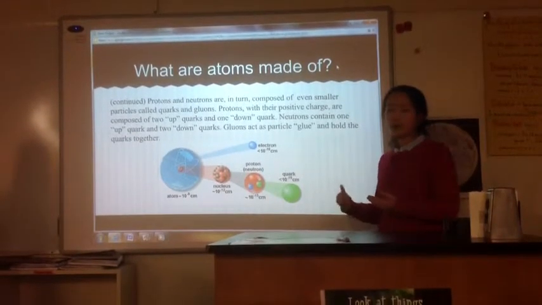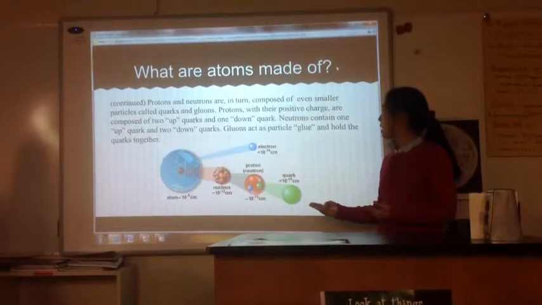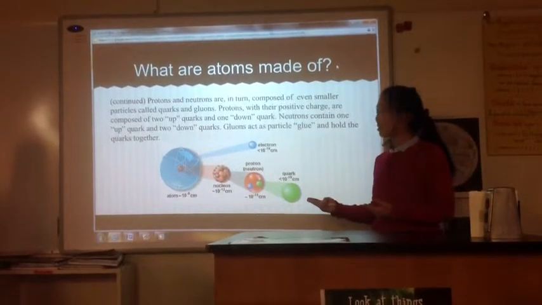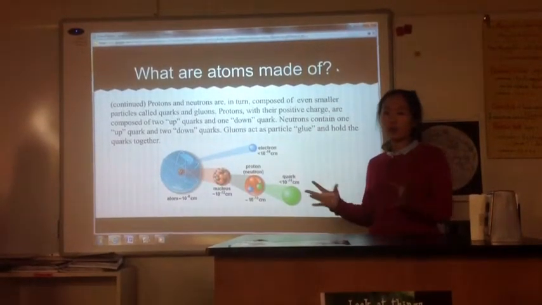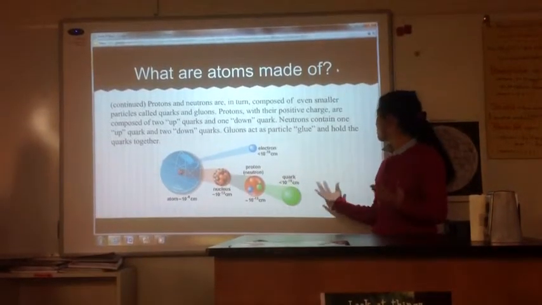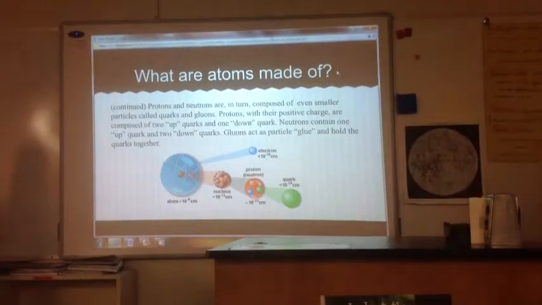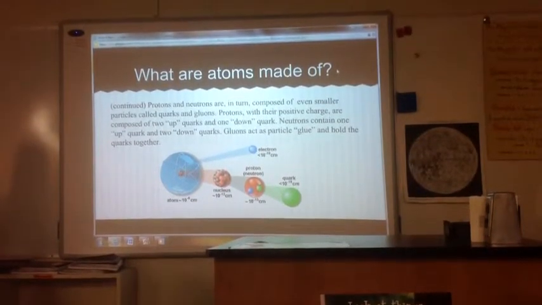Protons and neutrons are made of particles called quarks and gluons. Protons are positive, and they have two up quarks and one down quark. Neutrons have one up quark and two down quarks. And gluons, they sound like glue and they act like glue. They kind of glue the quarks together to help form the particle that makes up the atom.